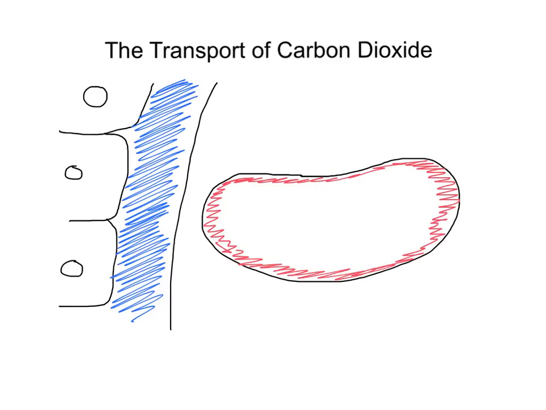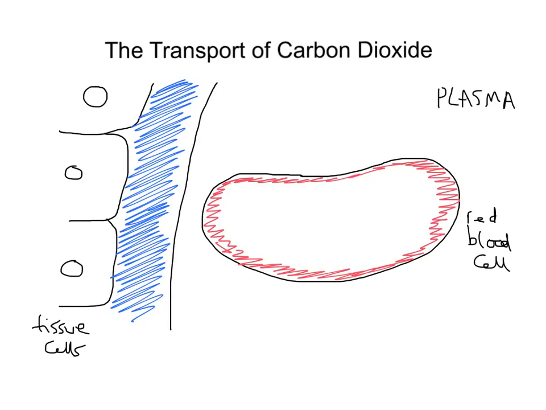So let's just label what we have here. So we've got the tissue cells over to the left, we've got interstitial fluid in the middle, and then this here is our red blood cell, which would make this whole white region here the plasma, the liquid part of the blood.